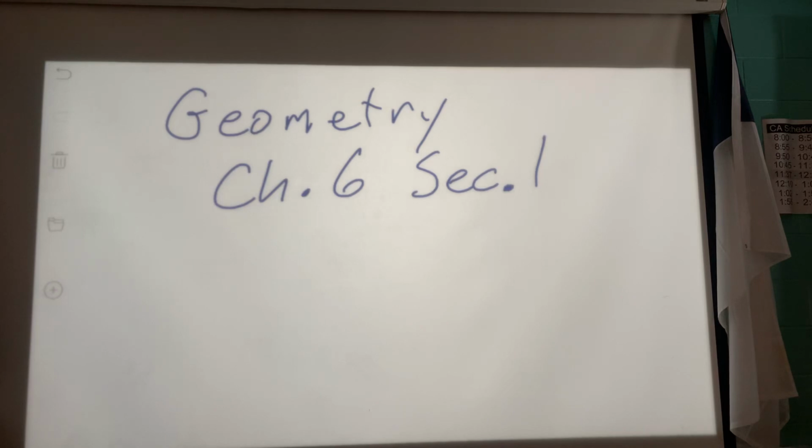This is going to be Geometry, Chapter 6, Section 1. I will eventually go back over and do some review stuff on Chapter 5 and even all the other chapters before this. If anybody has any questions or redos that they need to take, you can give me comments on those. But anyway, we're going to get started with Chapter 6.